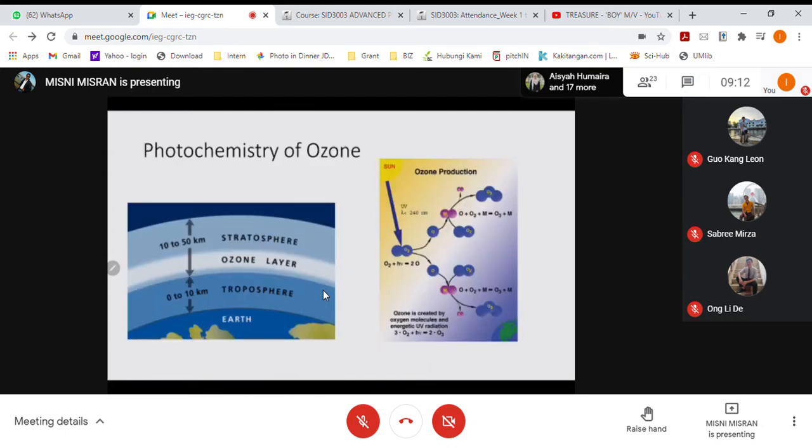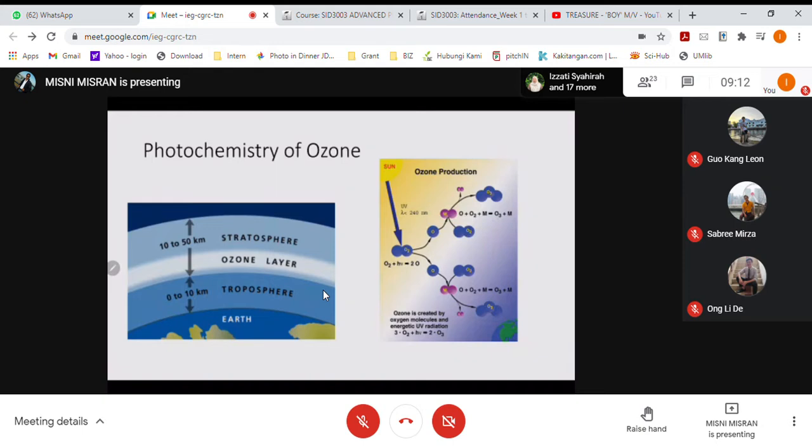Okay, so this is what happened in the ozone. I just quickly go through. You have the uppermost layers, which is from 10 kilometers to 50 kilometers. And then you have the troposphere, which is, well, if you are on a plane, you travel within this range from the surface of the Earth. In between, we have what we call the ozone layer, where the ozones are.